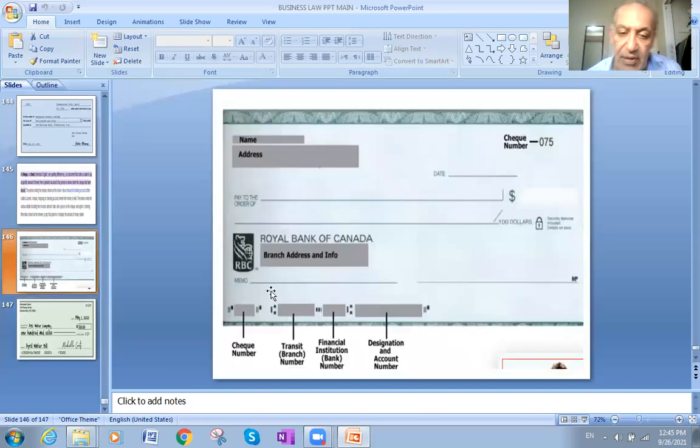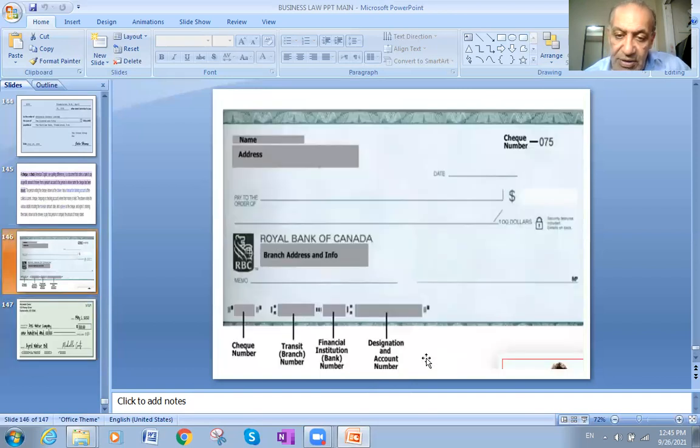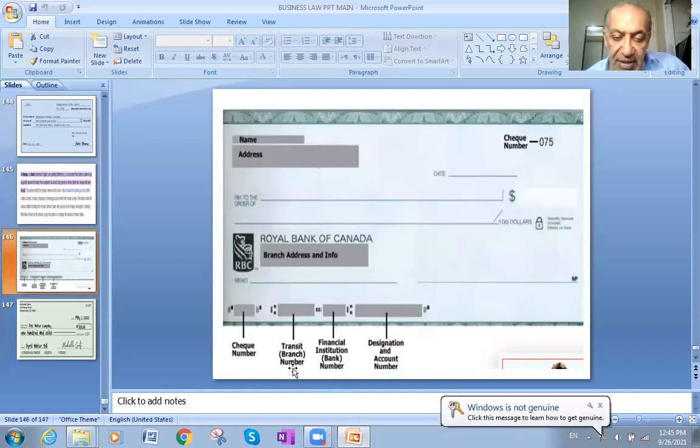There is one other point I just want to show you. The numbers down here on this check are the check number, then the second part is the transit branch number, then this is the financial institution or bank number, then this is the designation and account number. So those will be down there.